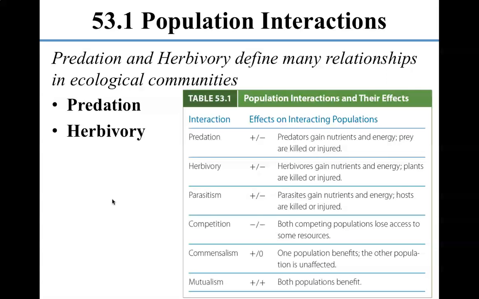In other words, if a squirrel and a blue jay are both competing for acorns, every time an acorn is eaten by a blue jay, then the squirrel is going to lose out because that's one less acorn for it, and so on and so forth. So competition, and we'll talk more about this later, but competition is bad for everybody. In commensalism, one population or species benefits and the other one, they don't care. They might not even know.